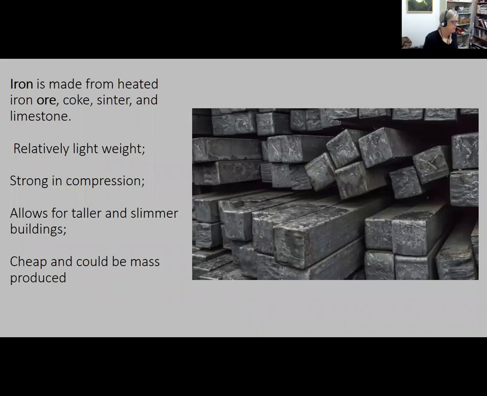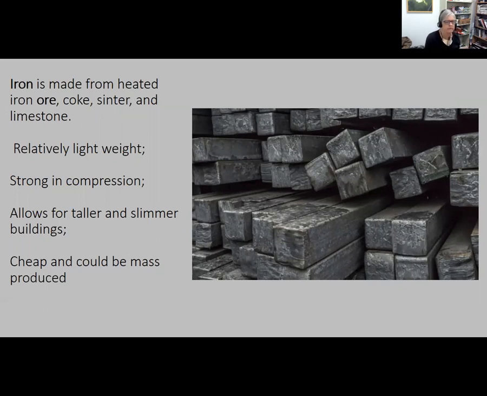Iron is made by heating iron ore, coke, sinter, and limestone, and it's relatively lightweight. It's very strong in compression, so it'll hold up roofs. It allows for taller and slimmer buildings. And it was cheap. It could be mass produced.